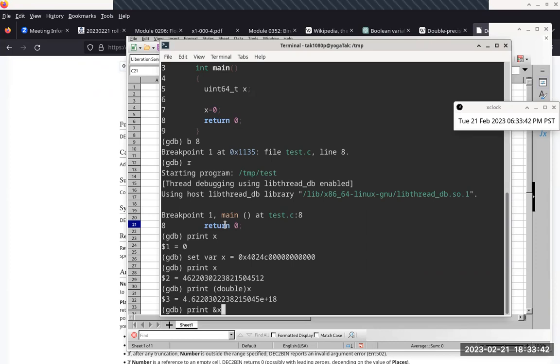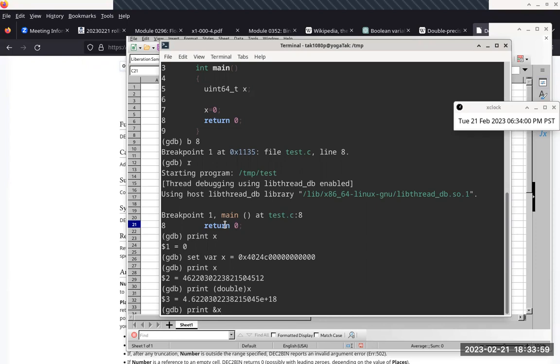Yes, it is called the address of. It is the address of X. X is a variable, it has to live somewhere in memory, so it has to have an address. So the ampersand as a unary operator is address of. So now we have the address of X.